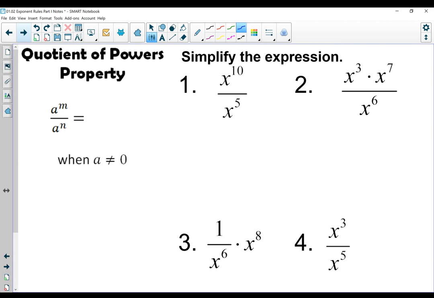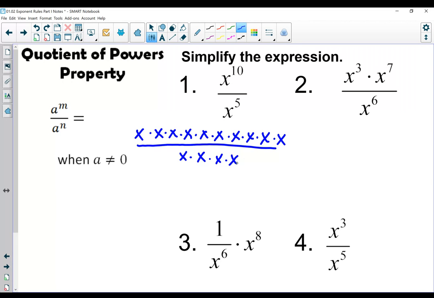Our next property is the quotient of powers property. So again, we're going to start by looking at some examples, and then we'll work backwards and figure out the property. So x to the 10th divided by x to the 5th. I can tell I'm going to have to write these out really small. So x to the 10th, I have to have 10 factors here. I think that's 10: 1, 2, 3, 4, 5, 6, 7, 8, 9, 10. And then in my denominator, I have x to the 5th, so I need to write out 5 factors of x.